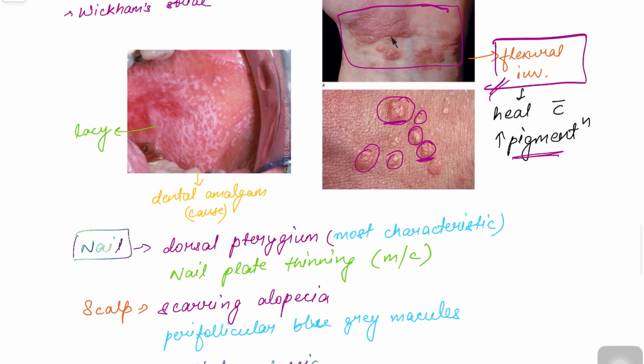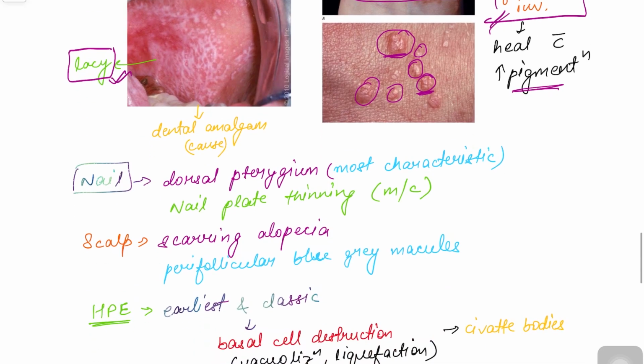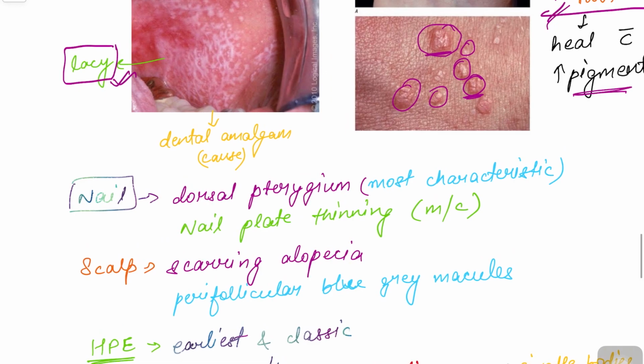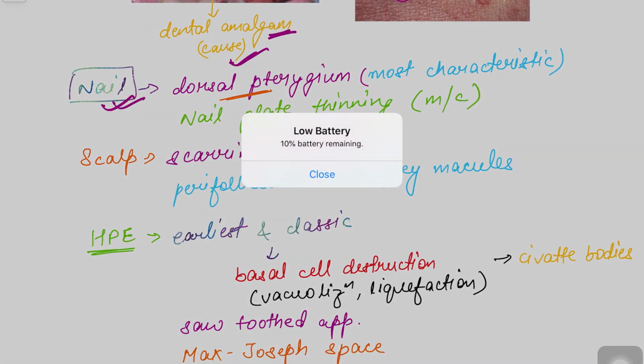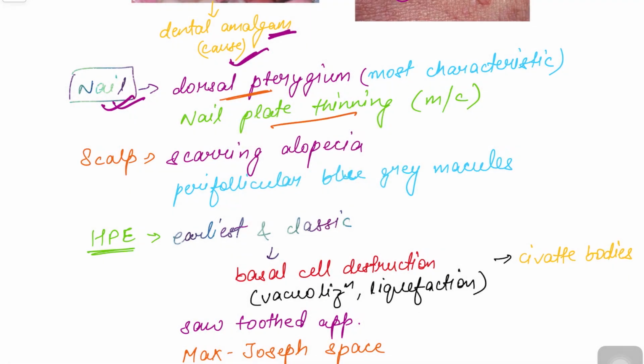This is the case of oral involvement of LP, and as you can see here, a characteristically lacy pattern is present in case of oral LP. Just remember this. And dental amalgam which contains mercury has been found to be a causative agent for oral lichen planus. Remember this also. In case of nail lichen planus, the most characteristic feature is dorsal pterygium, and the most common feature is nail plate thinning.